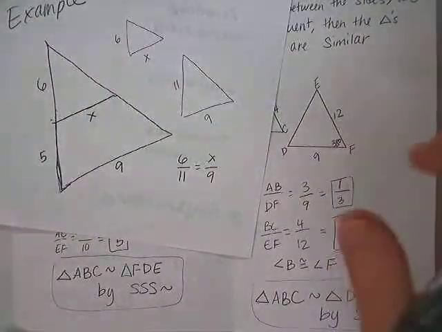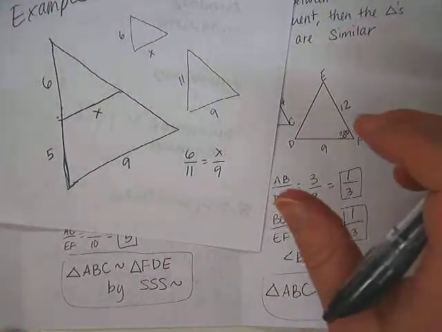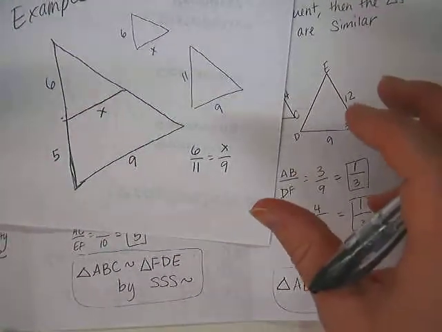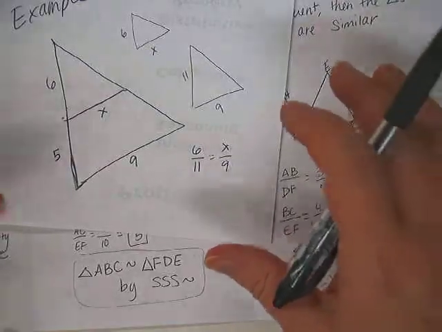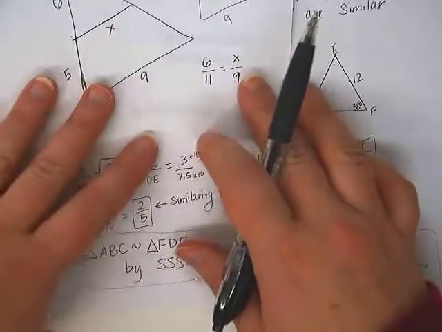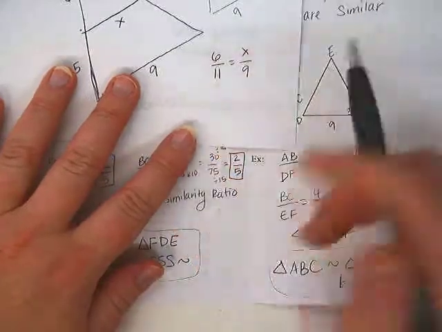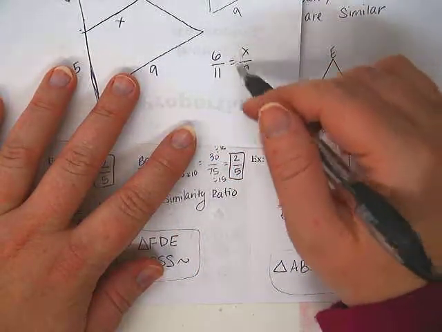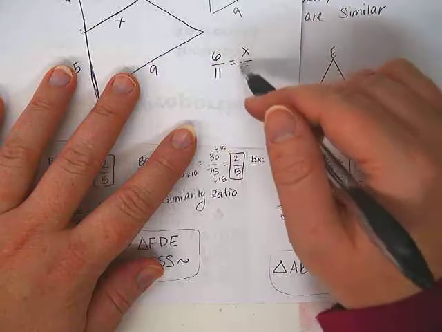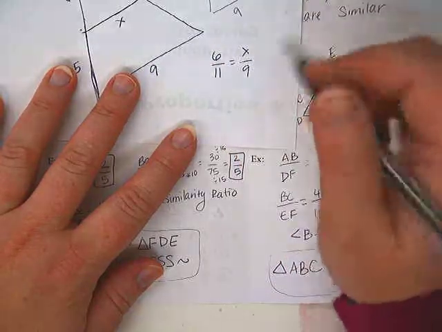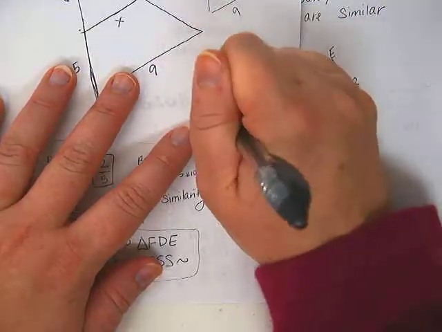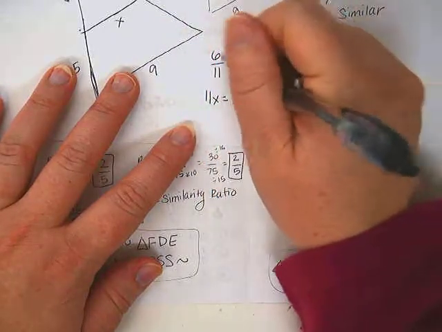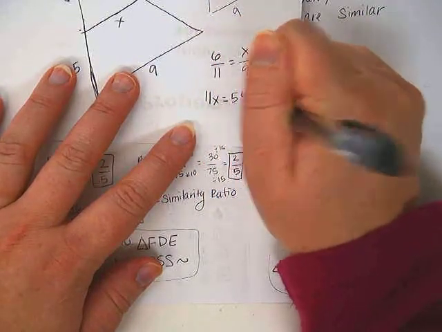Or another way to do the problem, because of those proportion rules we learned last time, is you could do 6 over x and 11 over 9. Or you could do 9 over 11 and x over 6. There are actually 4 different ways to set up the problem that will get exactly the same answer. You just have to choose one of the 4 ways. Okay, so now how do we solve it? What do we do to solve this?